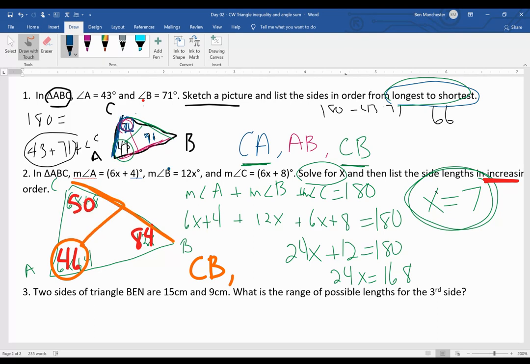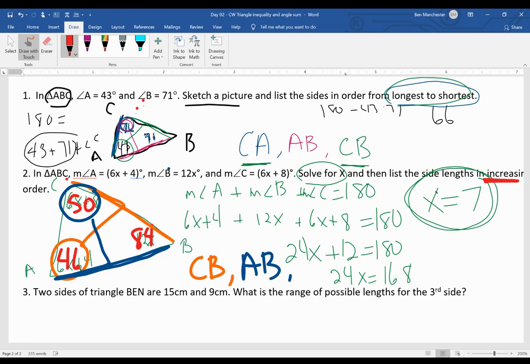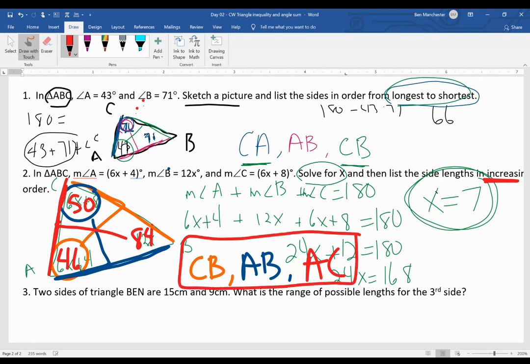Okay, and then we have 50 degrees. The side across from 50 degrees is this one, AB. So AB is the next smallest side. And then clearly, the largest side has to be the one we haven't talked about yet, the one that's across from 84 degrees, which is AC. So here are the side lengths in increasing order from smallest to largest.